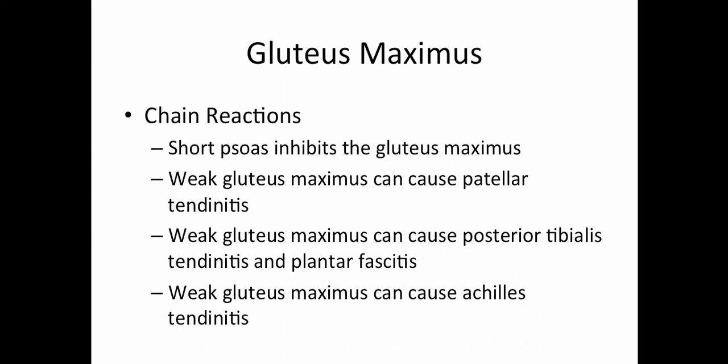Chain reactions for the gluteus maximus. A short psoas will inhibit the gluteus maximus. A weak gluteus maximus can cause patellar tendinitis. A weak gluteus maximus can cause posterior tibialis tendinitis and plantar fasciitis. A weak gluteus maximus can cause Achilles tendinitis.